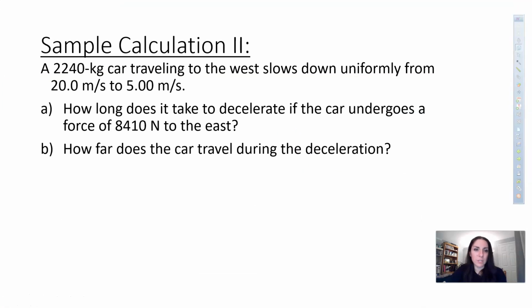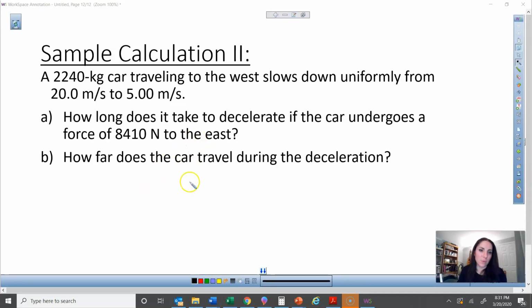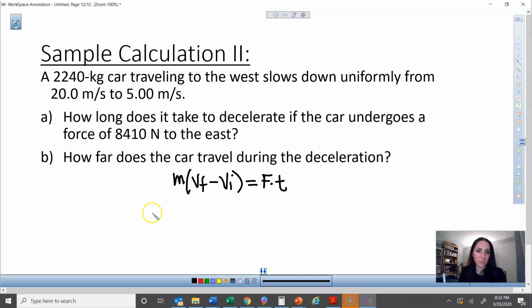These are just some more calculations. Sure, I'll set it up for you. I'll do the calculation for you. Just another way you can see kind of the same thing. So we're going to use the impulse momentum theorem again. And when I do, I have the mass of the car, 240 kilograms. So it slows down from 20 to 5. So 5 is the final and 20 is the initial.